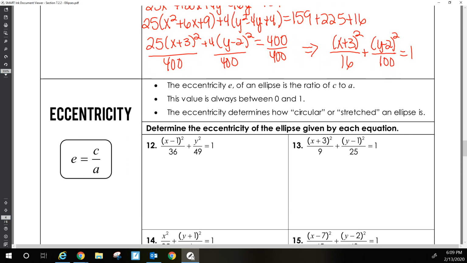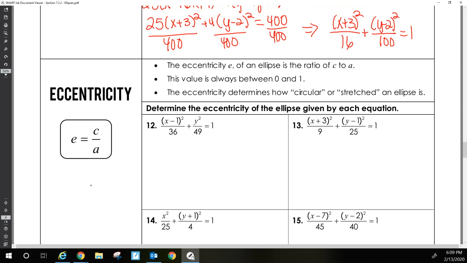So eccentricity is defined as C over A, the C value that we found in part 1 when we were graphing, and A again is the square root of the bigger denominator, right? And so eccentricity tells us how far away from being a circle we are. So if we think of an ellipse with eccentricity 0, it's going to look like a circle.